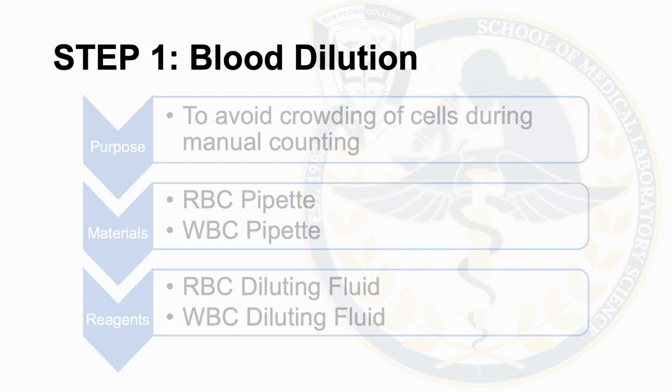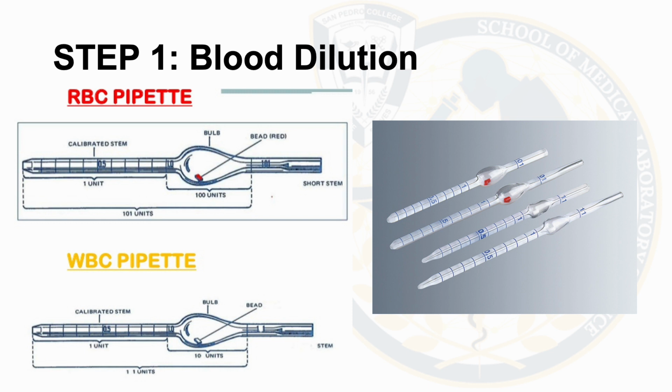Now let's get to know your RBC and WBC pipette. As you can see here, they look the same, but the difference is the capacity of the bulb. In your RBC pipette, the bulb can contain 100 units, while in your WBC pipette, it can contain 10 units only.